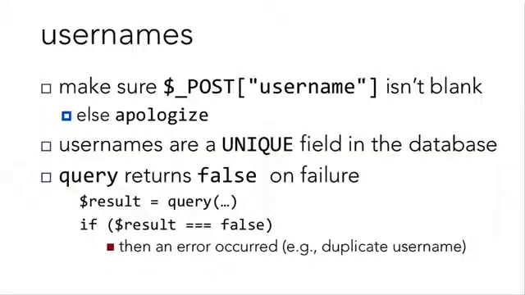Now, usernames are a unique field in the users table that you have in your SQL database. That means that you can't have two users with the same username. Makes enough sense, but how do you check for that? Well, query will return false on failure. So if you set your result of query and check that against false, well then an error has occurred, such as a duplicate username. But if the result isn't false, then we can insert that new user into our table.